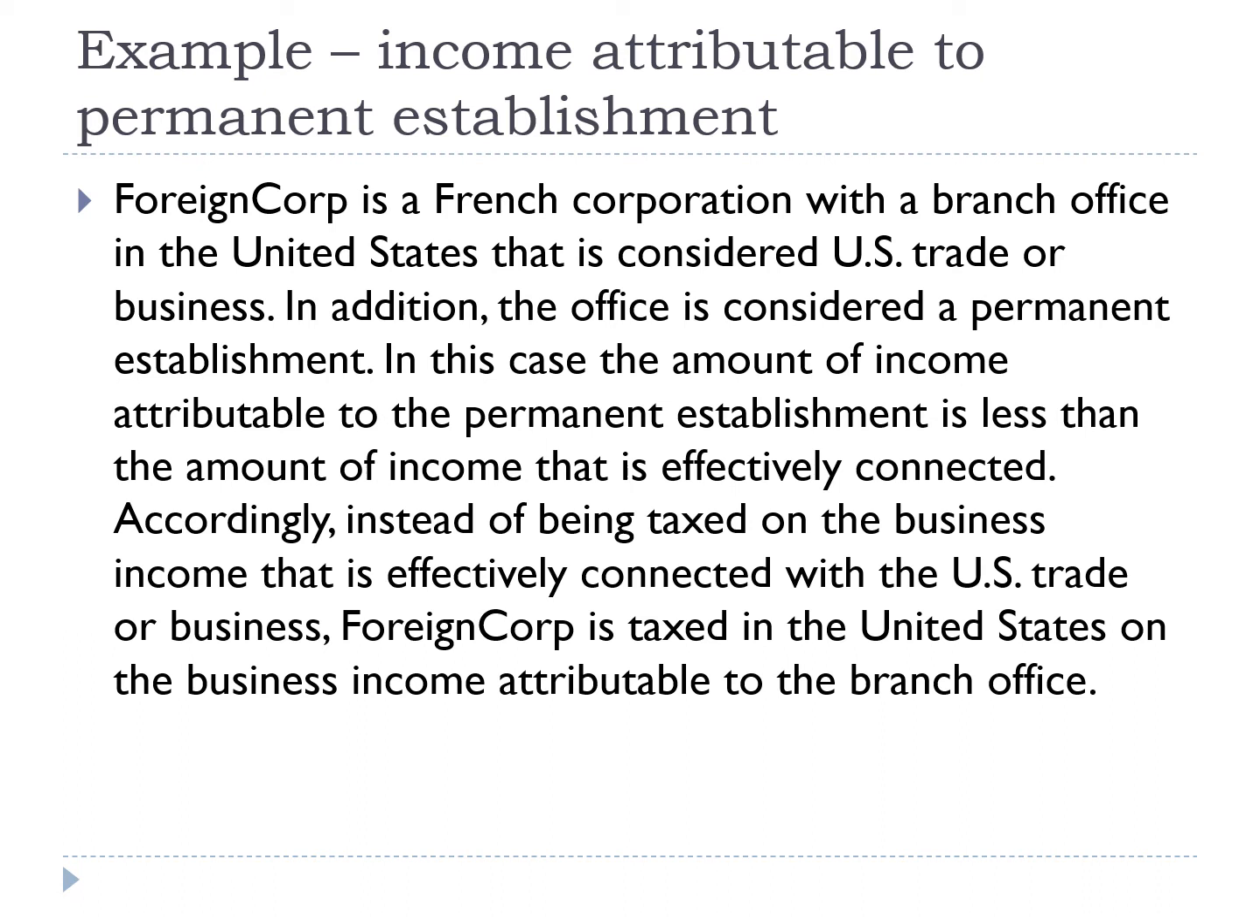In this case, the amount of income attributable to the permanent establishment is less than the amount of income that is effectively connected. Accordingly, instead of being taxed on the business income that is effectively connected with the trade or business, Foreign Co. is taxed in the United States on the business income attributable to the branch office only.